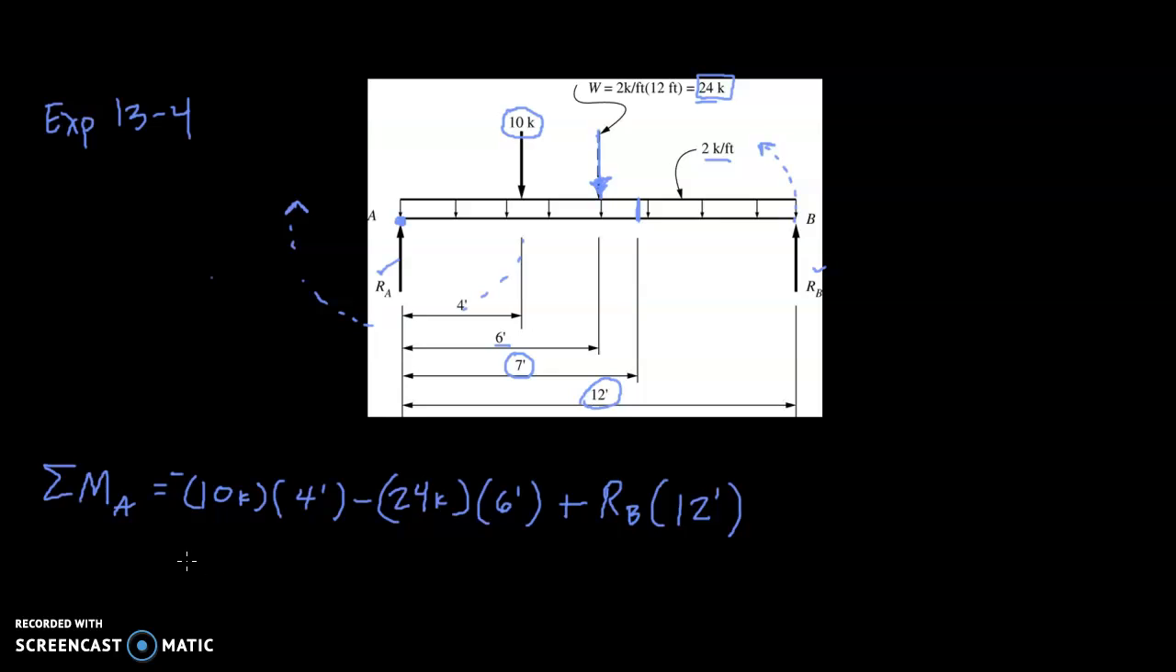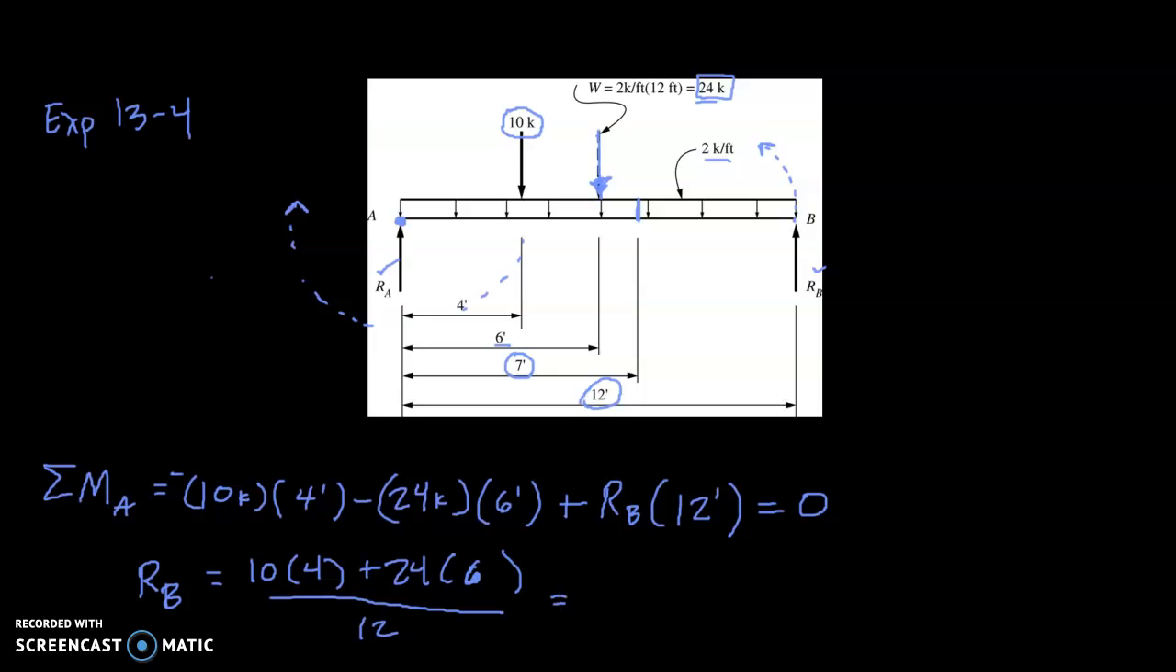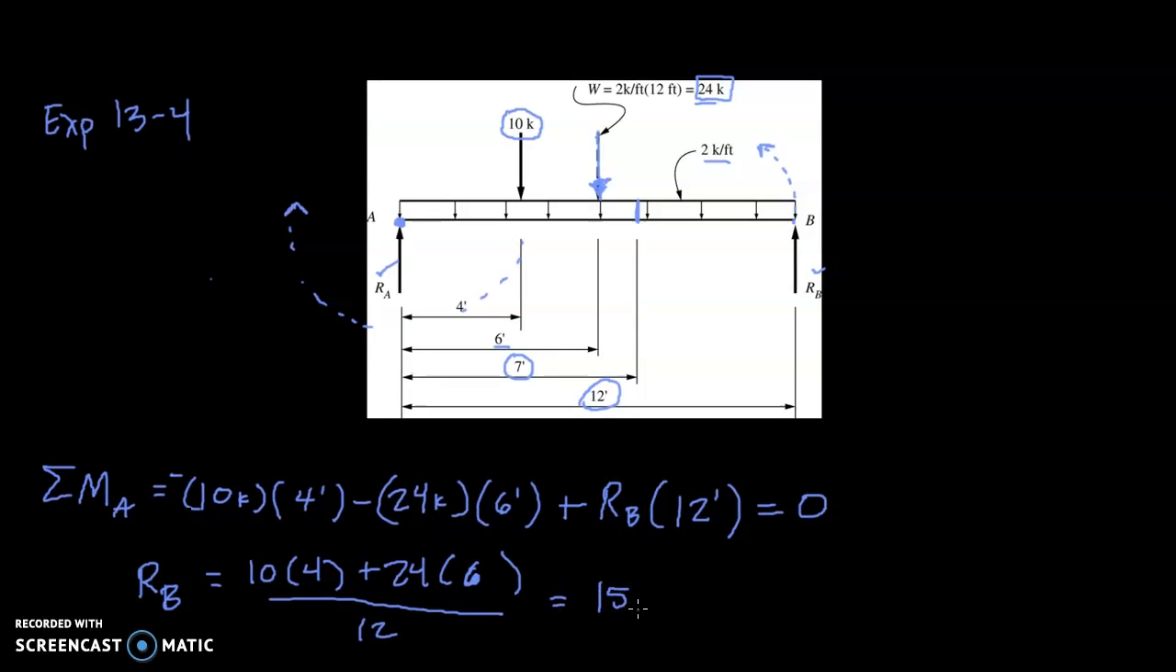So if we sum, or rather solve this equation, this is all equal to 0, by the way, solve it for the reaction at B, we find that it is 10 times 4 plus 24 times 6, all divided by 12. And that equals 15.33 kips. So our reaction at B is 15.33.